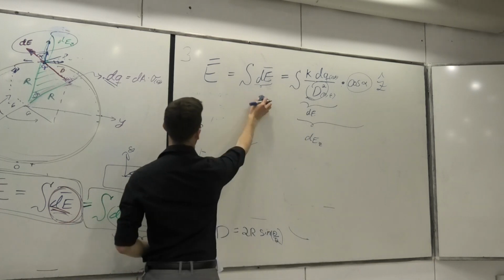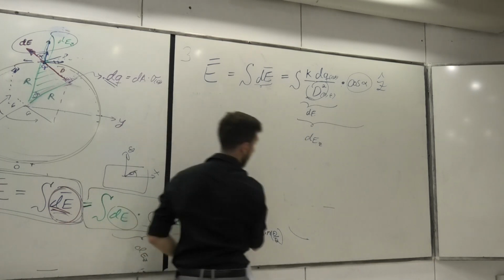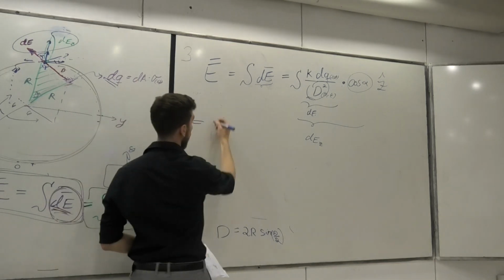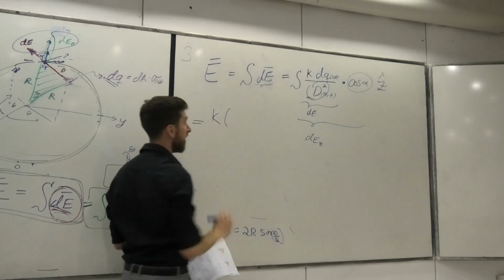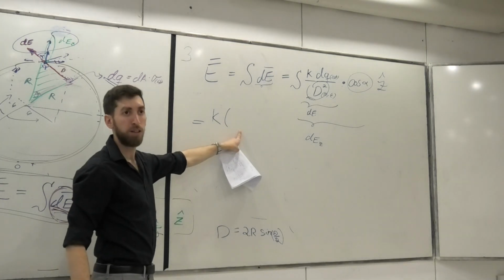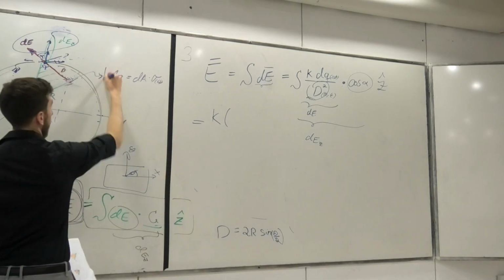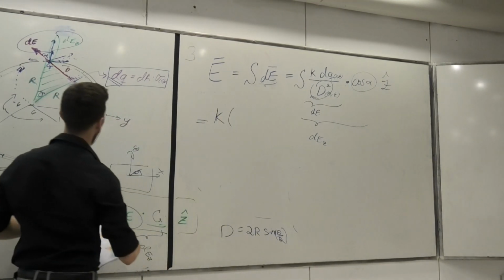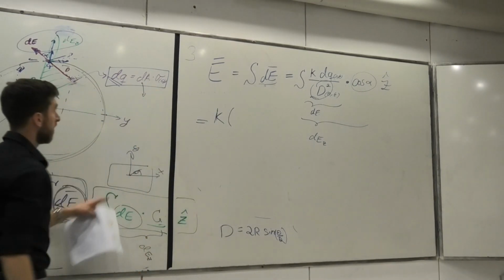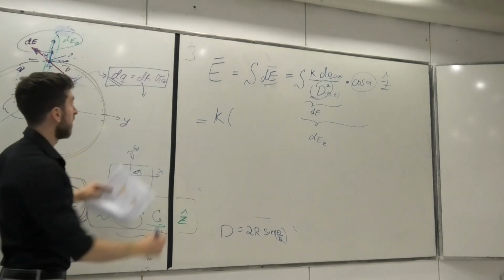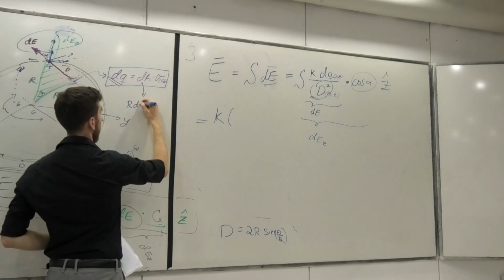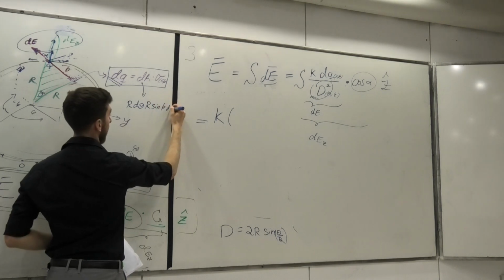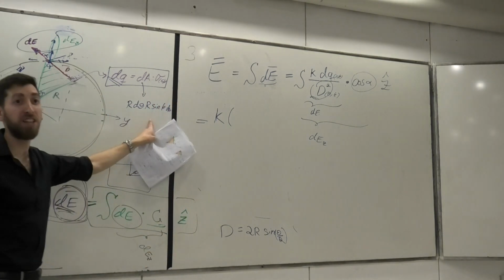Okay? Now we see that E is equal to what? To K dq. What is dq? dq is sigma times dA. Perfect. And what is dA? It's R d theta and R sine theta d phi. Perfect. Let's remind you of that, because I think this is the hardest.